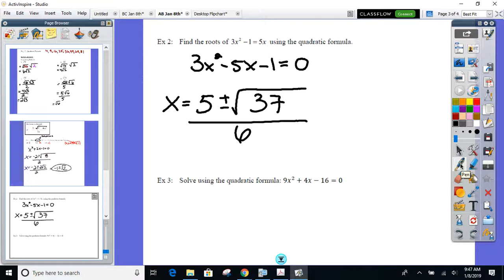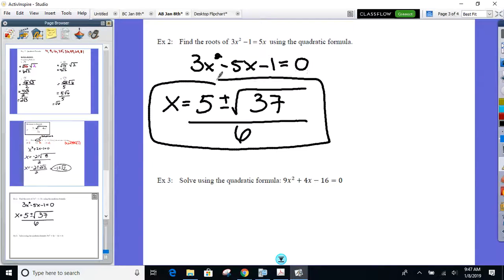Can you break down 37? Can you find a perfect square that goes into 37 evenly? Me neither. So unlike the last one, we're done. If you cannot break down the radical, done. That is it right here. This is as simplified as we can get.